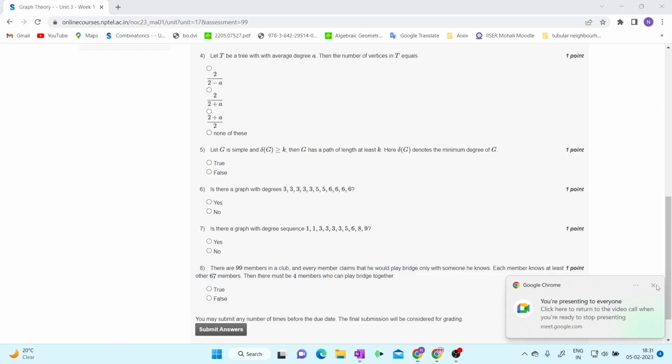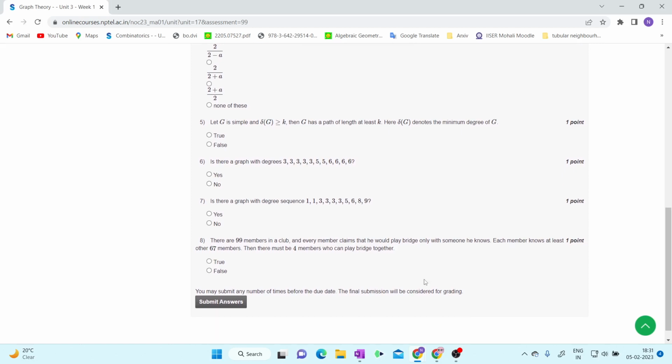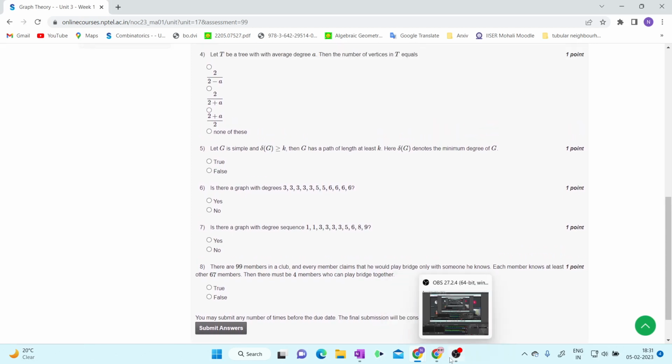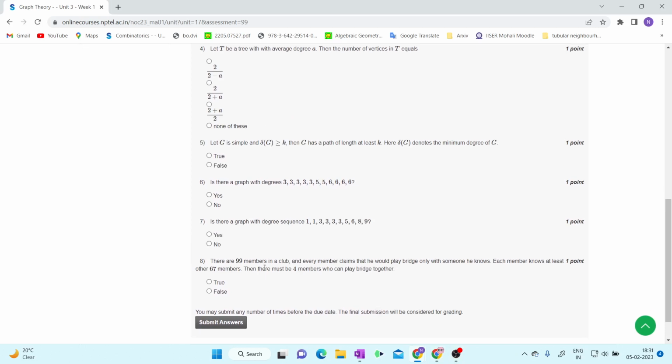So this is a true and false question. There are 99 members in a club, and every member claims that he will play bridge only with someone he knows, and each member knows at least 67 other members. You first have to turn this into a graph theory problem. There are 99 members, which means you have 99 vertices.